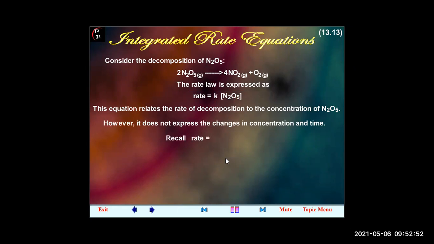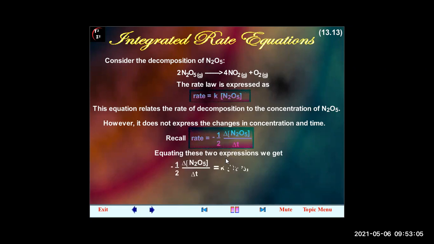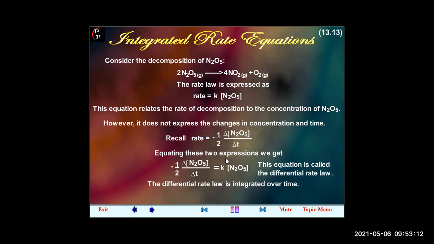Recall, rate is equal to negative 1/2 times the change in the concentration of N2O5 divided by the change in time. Equating these two expressions, we get this equation, called the differential rate law. The differential rate law is integrated over time. By integrating over time, we relate concentration to time.